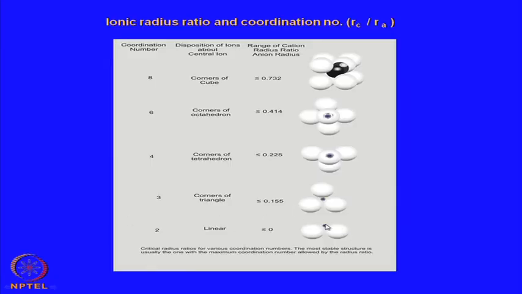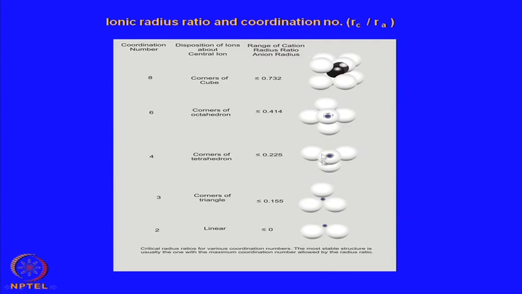So, there is what we call a critical radius ratio for each of the coordination numbers. For each coordination number, we have a critical radius ratio, above which it is stable, below which it is not stable. One can find out from very simple solid geometry which ratio is the critical one for which kind of coordination.